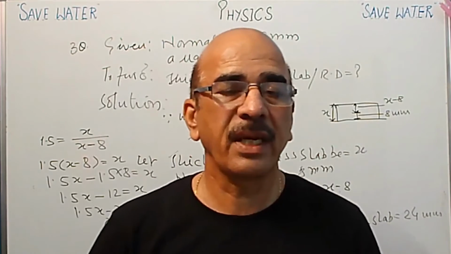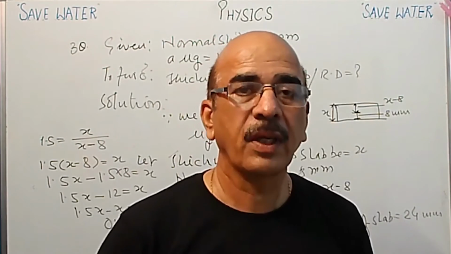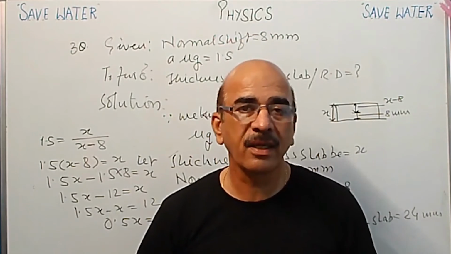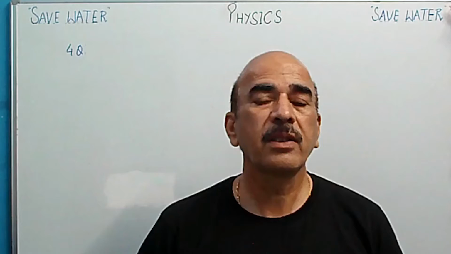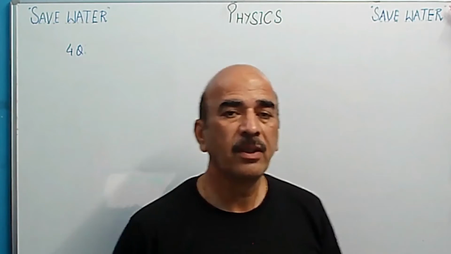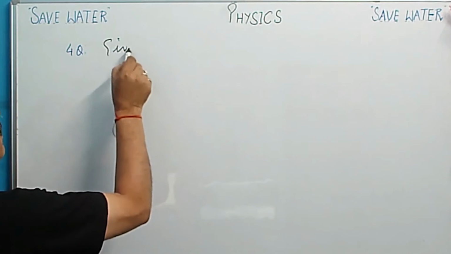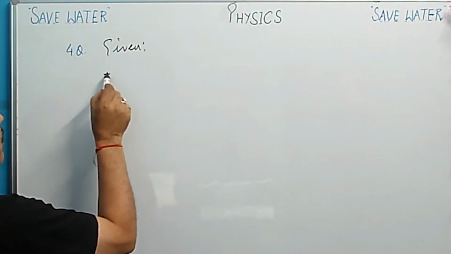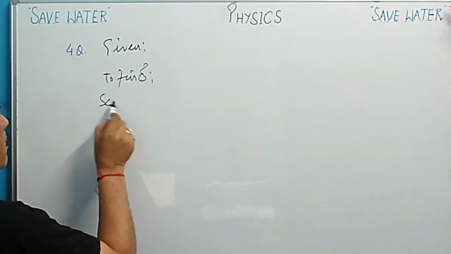Now next question, and before that I am going to rub it. Okay, before rubbing, yes, note it down. Note it down quickly, because this is a good question. Yes, now we are going to do the fourth question. So what is the fourth question? First of all, again we are writing here given, then to find, and then solution.